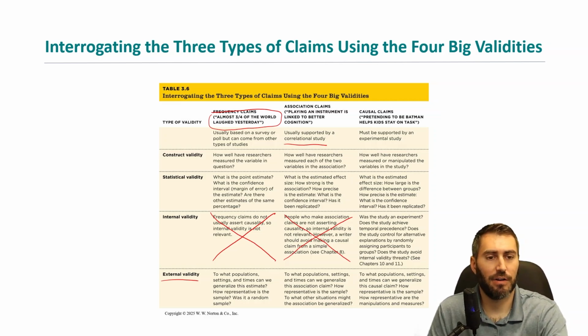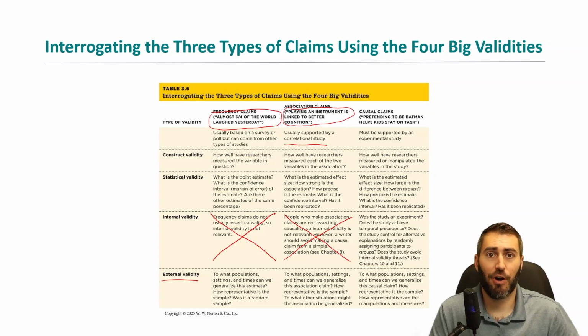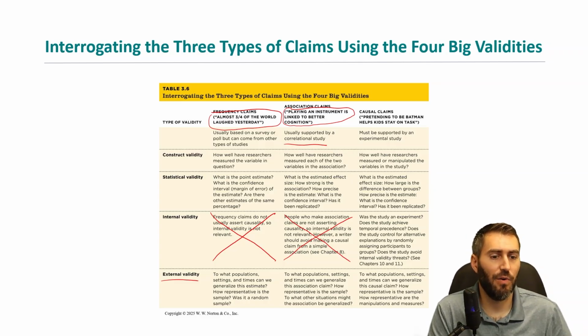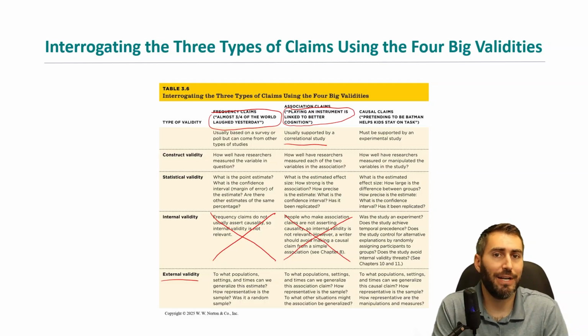So if our claim is playing an instrument is linked to better cognition, well, who did we measure? Who was in our sample? Was it people that already played instruments? Well, maybe that doesn't translate as well to people who don't play instruments, and so we need to be careful about that external validity. Maybe it does. Maybe everyone gets a benefit from this. But this is how we would assess this.